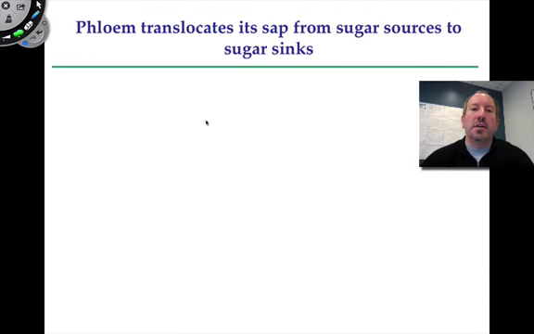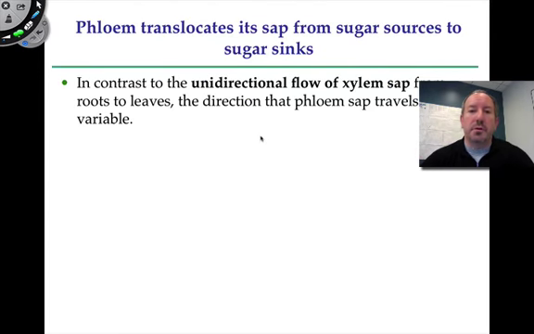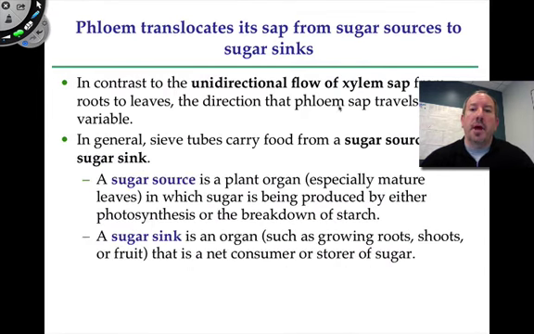And so phloem translocates sap from the source, which is often a leaf, to a sugar sink, which is generally either a fruit or a root. But as I mentioned at the top of this discussion, in contrast to the unidirectional, in other words, one direction, flow of xylem sap, which is from the root up, phloem sap is somewhat variable. What we can say, though, is it goes from its source to the sink. So it's where it's being drawn from and where it's going. Generally the source is the leaf, and generally the sink is the root or the fruit.